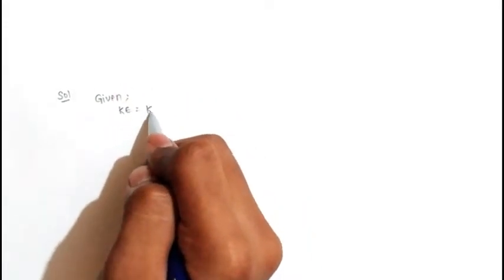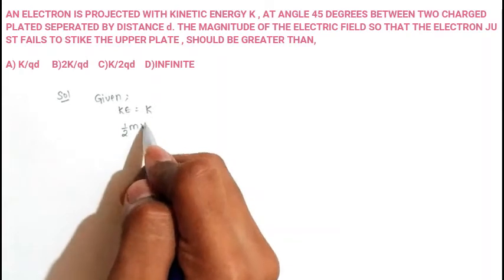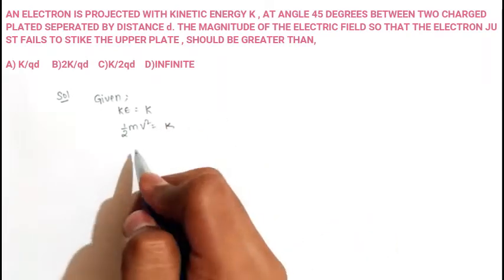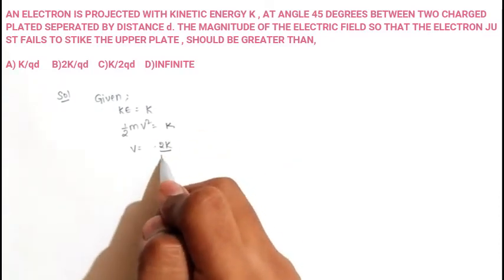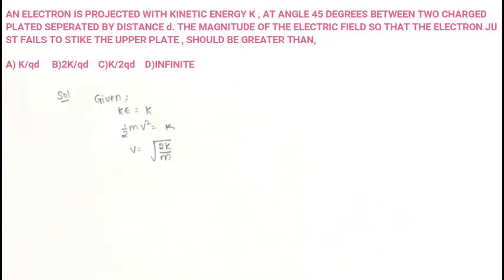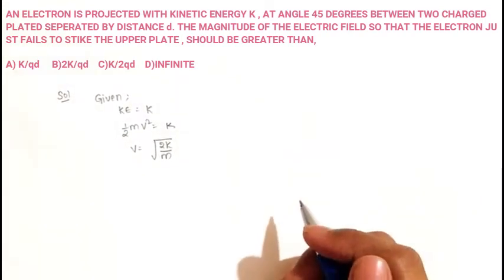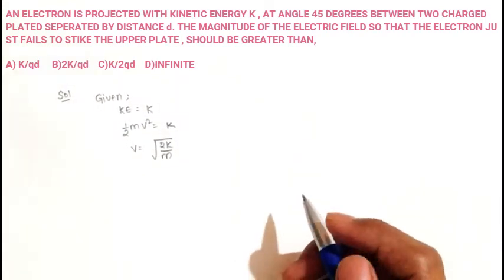Now let us see the second question. An electron is projected as in the figure with kinetic energy K. Given kinetic energy is equal to K, half mv square is equal to K. So v is equal to under root 2K by m.